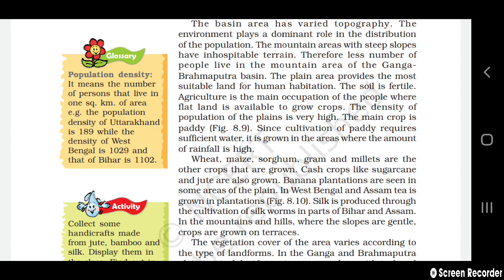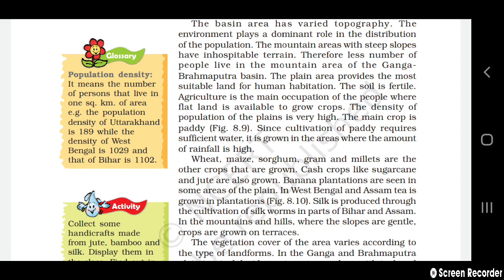Paddy is grown in the areas where the amount of rainfall is high, in the Ganga Brahmaputra basin. Wheat, maize, sorghum, gram, millets and other crops are also grown. Cash crops like sugarcane and jute are also grown. Banana plantations are also seen in some areas of the plain. In West Bengal and Assam, tea is grown as plantation.